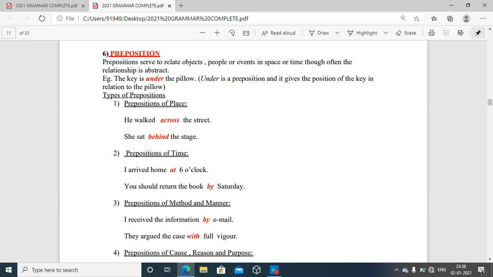They argued the case with the full vigor. In what way? In what manner they argued the case? With the full vigor. If you remove that preposition, they argued the case, full vigor. How will you make that sentence? It will not be a sentence at all if you remove that preposition.